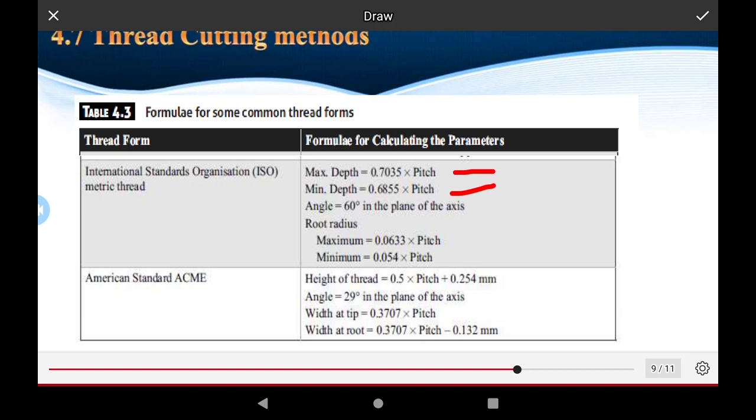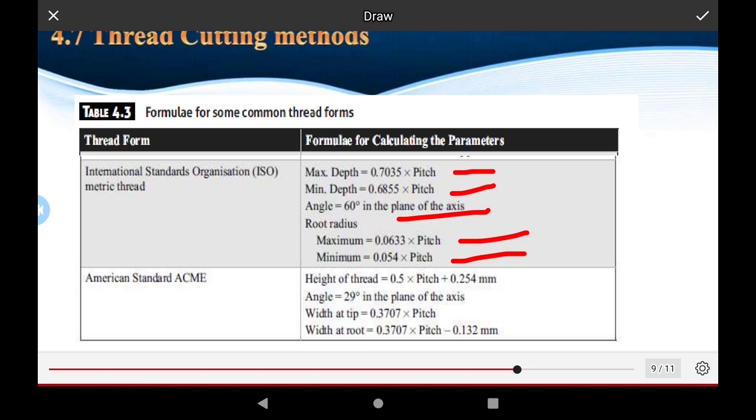in the plane of the axis, and the root radius according to maximum radius is 0.0633 into pitch square and minimum 0.053 into pitch. This is the International Standard Organization metric thread, with the standard values provided. And the American standard has some values given for the American association and some other standard organizations, and the height of the threads.